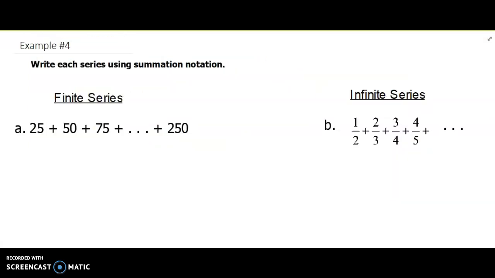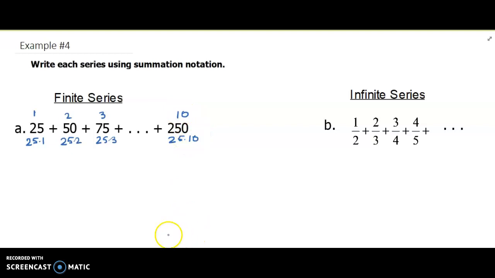All right, so if we want to write these in summation notation, first we want to find our rule. This is our first term, our second term, our third term. We don't know what this term is yet. Notice this is just 25 times 1, this is 25 times 2, 25 times 3. This would be 25 times 10. And notice there's no dot, dot, dot, which means it ends here. So this would be our 10th term.